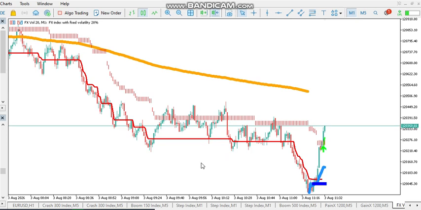This indicator also works on boom and crash. It also works on step index if you are interested in using it on step index. And you can see this is still going on a massive uptrend. That's exactly what I told you guys.